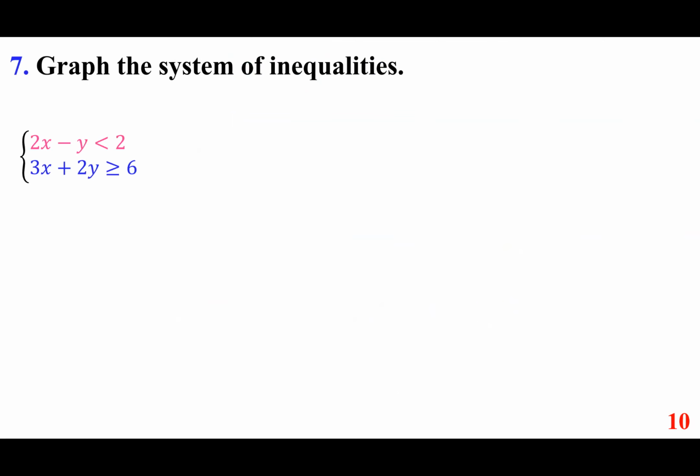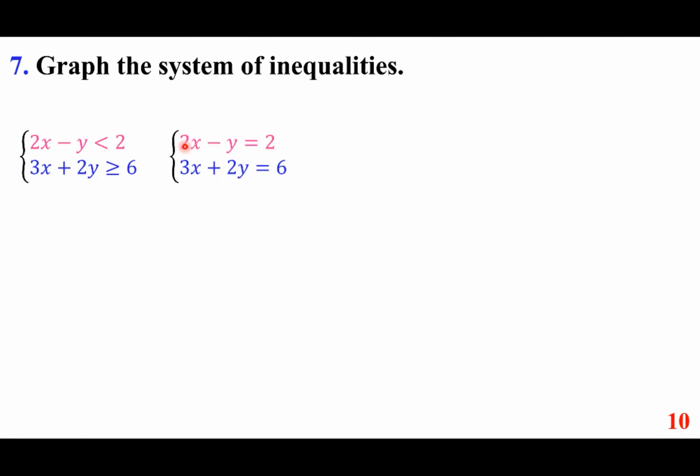Graph the system of inequalities. I hope you remember when we did the inequality, just one of them. Now we have 2 of them. So the best course of action is to assume you have one and finish the job. The way we did that, we set this equal, the same thing here, and we make up an equation and we graph the line. So this one is 2x minus y equals 2. And this one is 3x plus 2y equals 6.